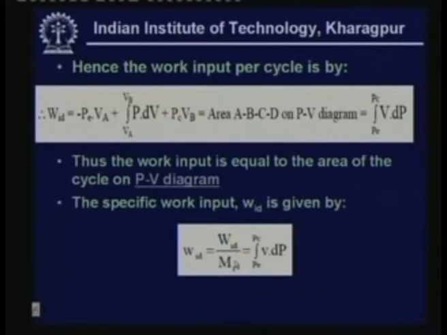Now the specific work input. Specific work input is nothing but the work input to the system per kg of the refrigerant, that means in kilojoule per kg. So this is given by the work input per cycle divided by the mass of refrigerant compressed in the cycle, that is capital M subscript R. So this is equal to WID divided by capital MR, which is equal to integral VdP, where small v is the specific volume of the refrigerant, and this integration has to be performed from Pe to Pc for the compression process.